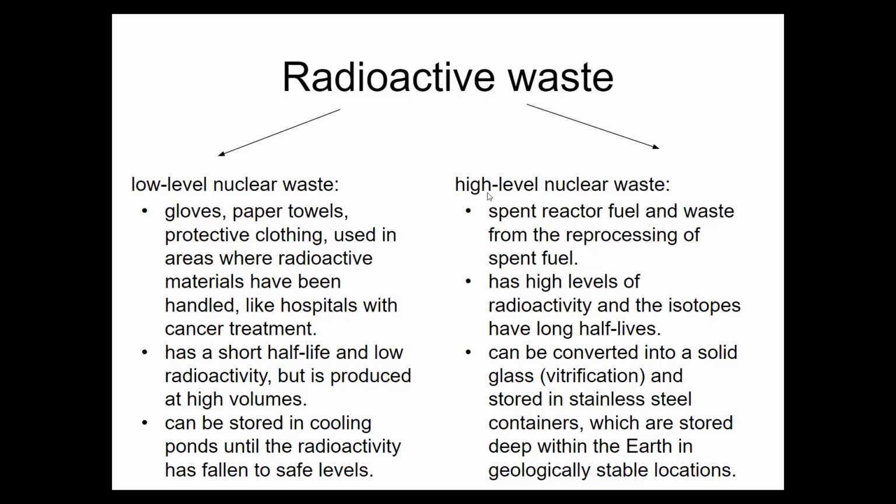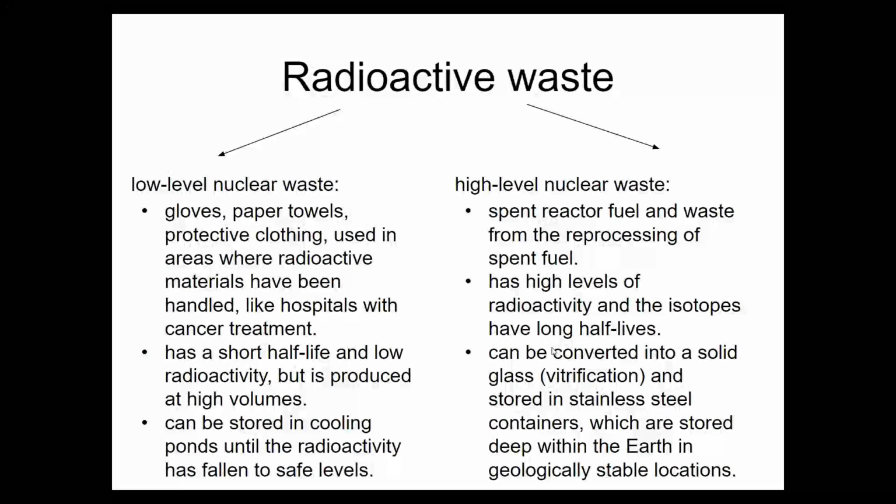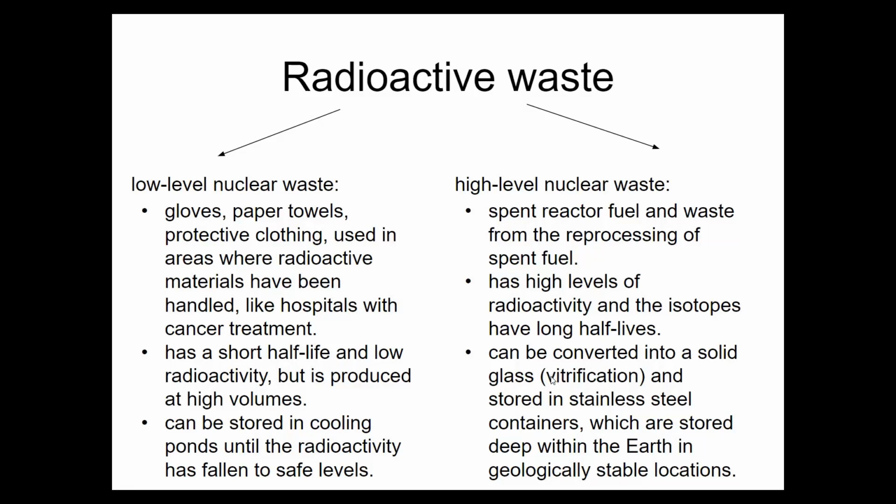So moving to high-level nuclear waste, it is spent reactor fuel and waste from the reprocessing of spent fuel. High-level nuclear waste has high levels of radioactivity, and the isotopes have long half-lives. Also, high-level nuclear waste can be converted into a solid glass. This process is called vitrification, and the glass can be stored in stainless steel containers, which are stored deep within the earth in geologically stable locations.